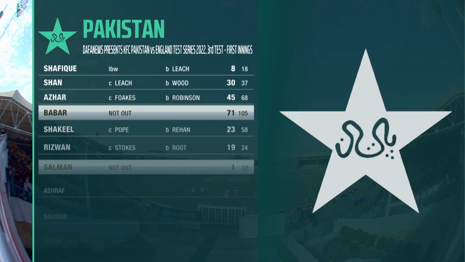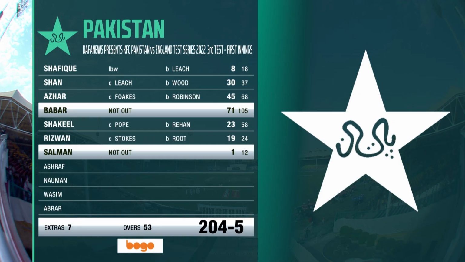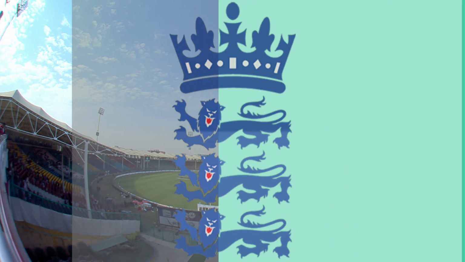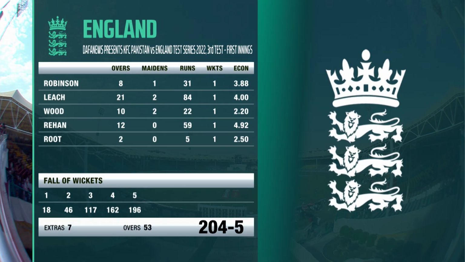So at tea on day 1, Pakistan winning the toss and batting first, managed 204 for 5 with captain Babar Azam not out 71, looking for partnerships. At one point in time, him and Saud Shakil were looking good until the debutant Rehan Ahmed got his first wicket and dismissed Saud Shakil. Pakistan 204 for 5 at tea on day 1. A quick look at the bowling, where 5 bowlers were used and all of them grabbing a wicket each, with Robinson, Wood bowling the shorter lengths and Leach, Rehan and Root bowling well in the right areas kept Pakistan in check.